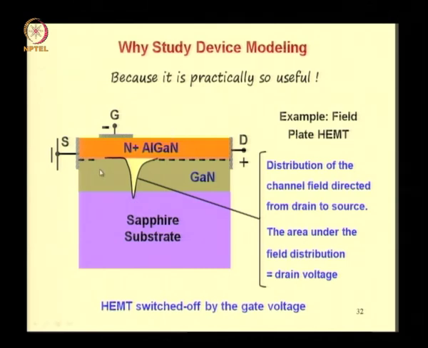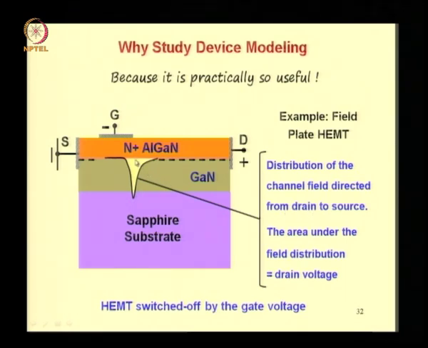So this is where the simulation helps. So what you do is you get the field distribution within the device by simulation. It will look something like this. You might have come across a field distribution like this in your first level course near the drain end of the gate in a MOSFET. So this electric field distribution, this is the end of the gate and this is the drain. It is directed from drain to source.